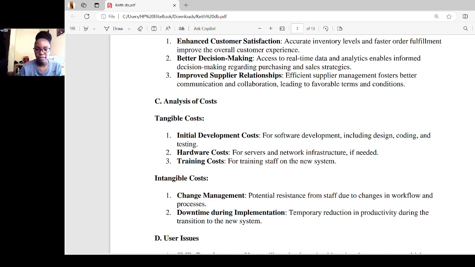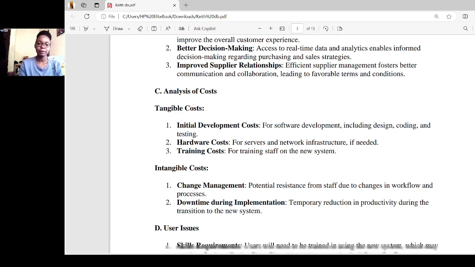Then intangible costs, management. Of course, we have to change and manage the system accordingly. If customer preferences change, we have the costs that we incur when we are changing to meet those changing customer preferences. Then downtime during implementation, of course, when we are introducing it or transitioning into a new system, costs will be incurred.